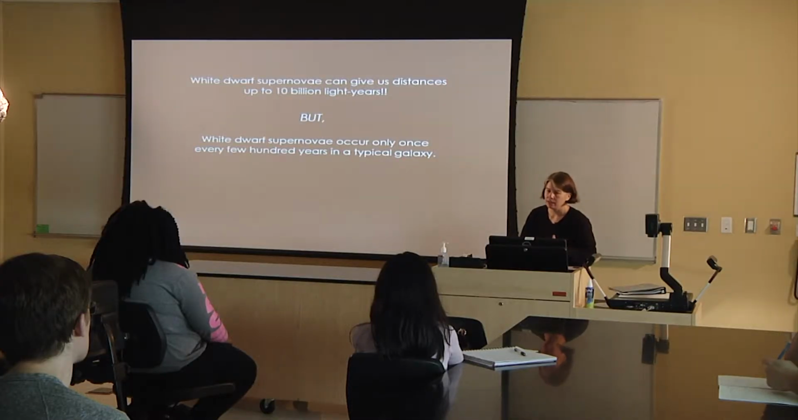They're just not there for you all the time happening. So if you are looking towards a distant galaxy and you want to know the distance, unless there's a white dwarf supernova going off during your lifetime to see it, you don't know, right? So that's the only problem. So if white dwarf supernovae occur only once every few hundred years in a typical galaxy, you might not get lucky for the galaxy that you're interested in.